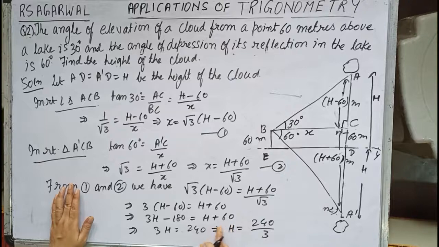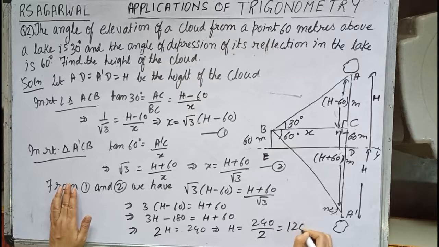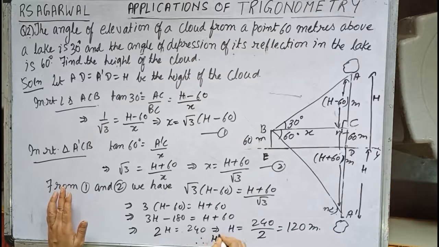Oh sorry, this is capital H minus H, it will become 2H. This 3H and this H will become 2H. So this will be 240 by 2. So this will be equal to 120 meter. Therefore, height of cloud equals 120 meter, and this is the answer.